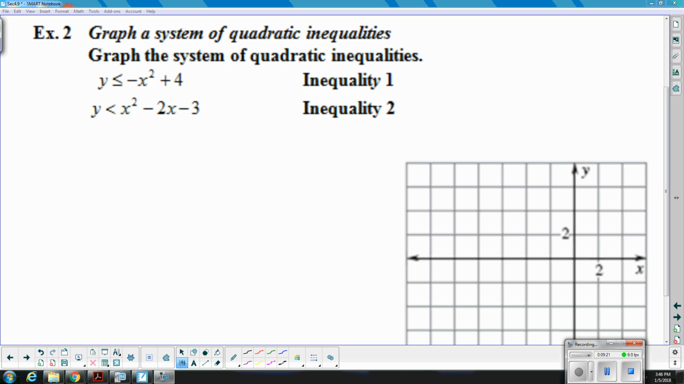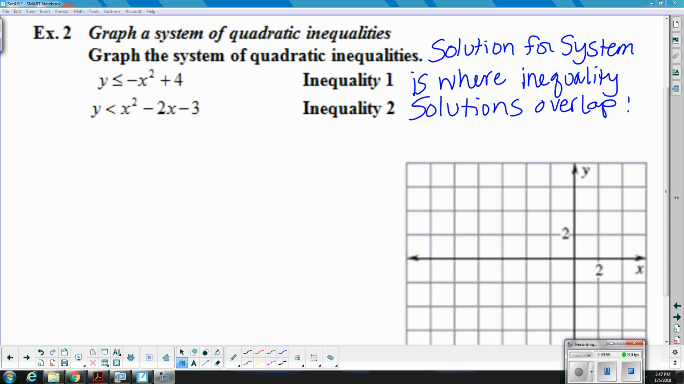So the next step in graphing inequalities is to graph a system of quadratic inequalities. And again, we've graphed a system of linear inequalities, but we haven't done it with quadratics yet. But it's the same idea. You want to graph one quadratic and find the solution for the inequality. Then graph the second quadratic and find the solution for the inequality. And the area of the graph where you overlap is the solution for the system.